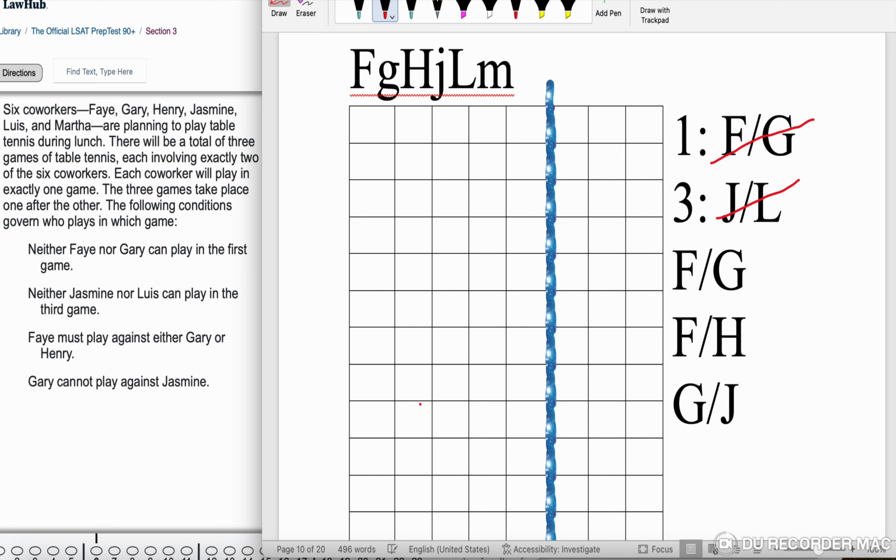The last condition is that G cannot play against J. So I'm going to cross that out, and then this is going to be the third condition right here. So it's either F versus G, F versus H. And that's the way it's going to be for the conditions I have written down right there.